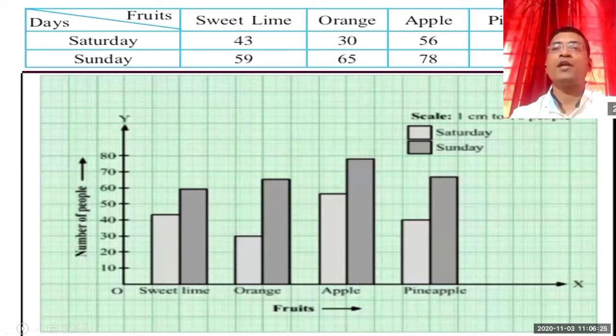Now look at the third joint bar graph, apple. How many people took apple juice on Saturday? Yes, the bar graph of apple on Saturday is drawn till 56. And on Sunday, it is drawn till 78. It means 78 people took juice of apple on Sunday. And juice of apple on Saturday is 56.